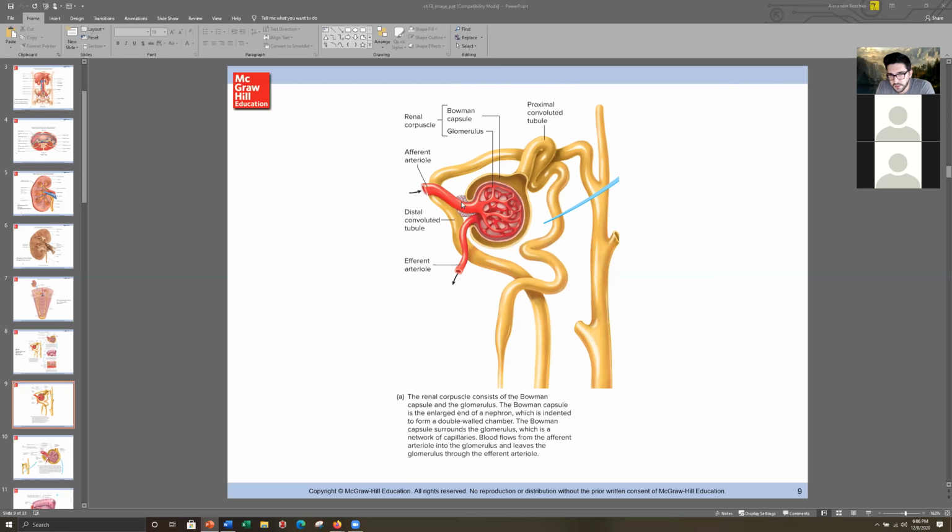These little cells that you can see peeking out right here that sit around the afferent arteriole are what we call juxtaglomerular cells. It's one of my favorite things to say: the juxtaglomerular cells.